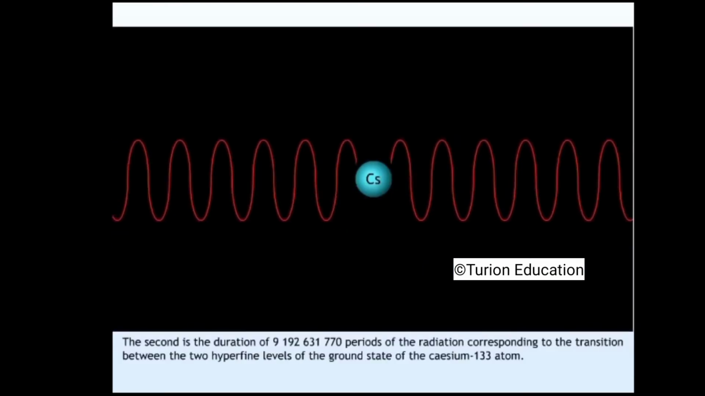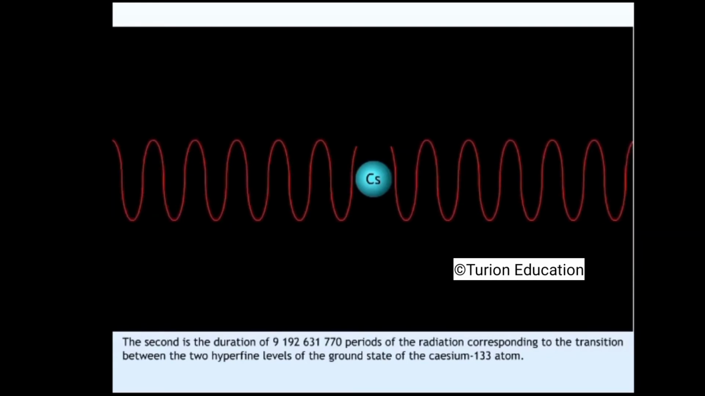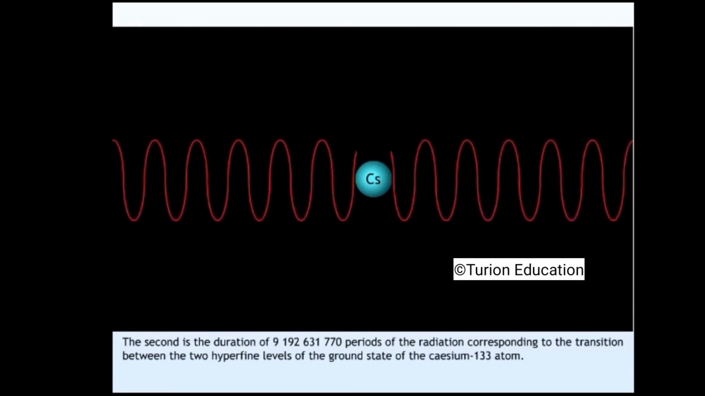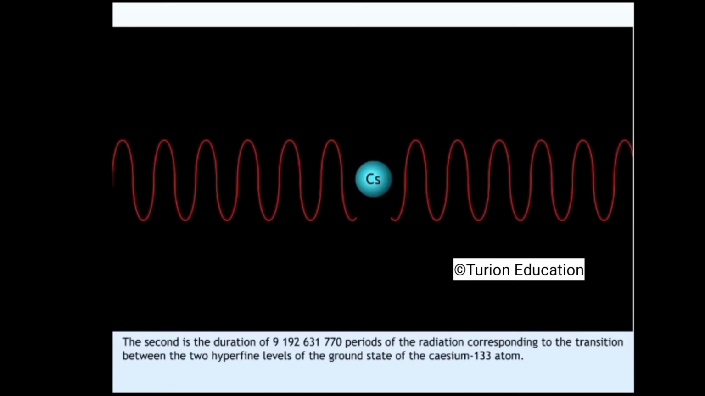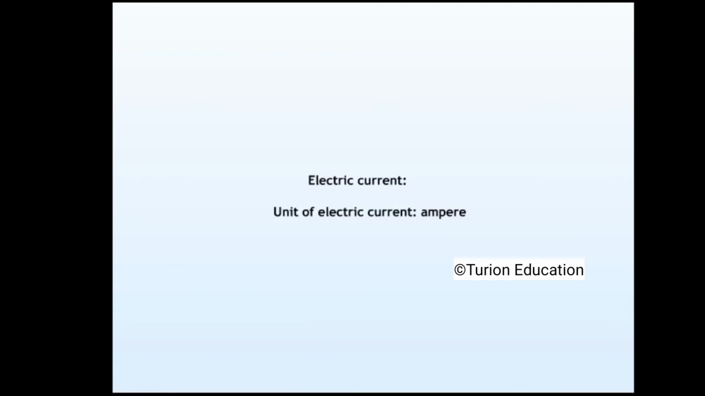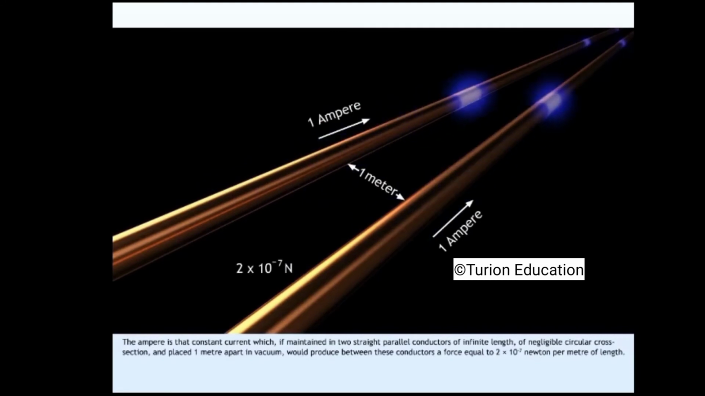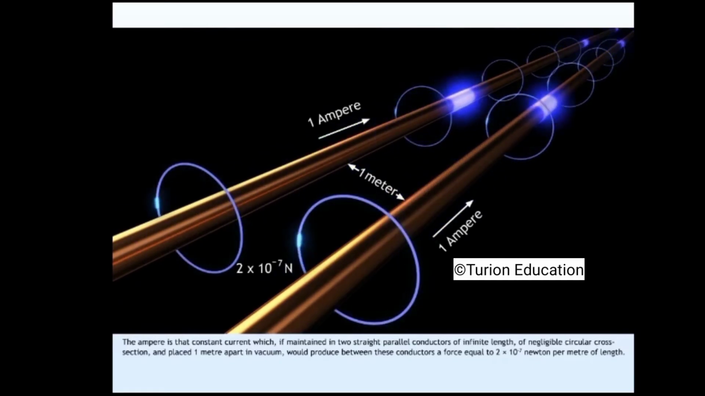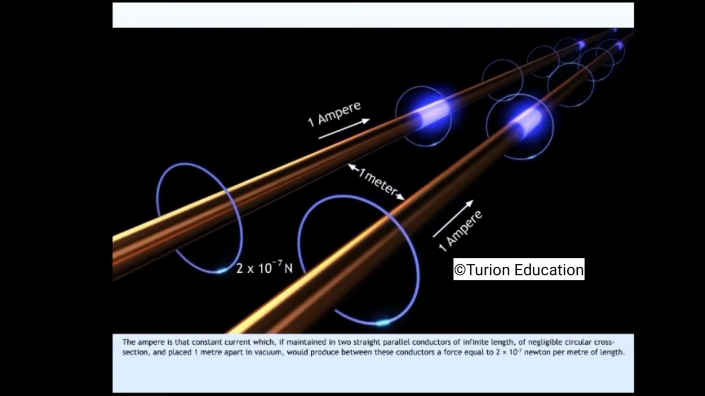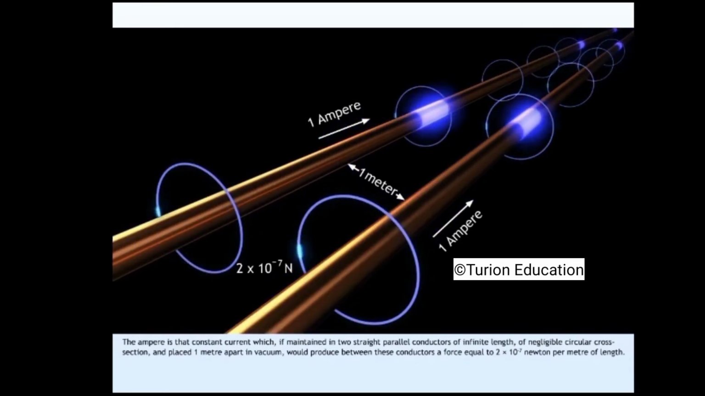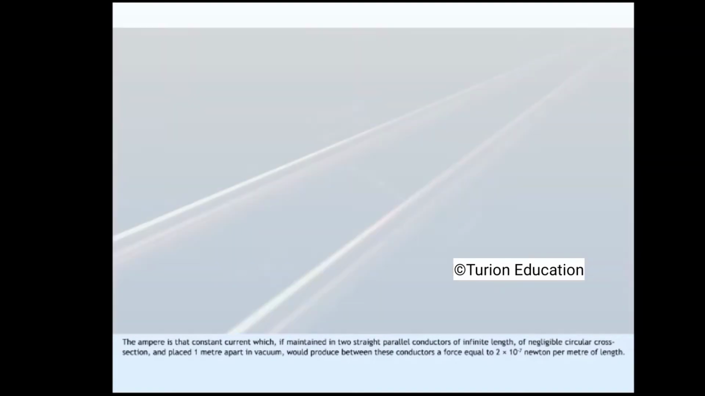Third quantity is time. Unit of time is second. The second is the duration of 9,192,631,770 periods of the radiation corresponding to the transition between the two hyperfine levels of the ground state of the Cs-133 atom. Fourth quantity is electric current. Unit of electric current is ampere. The ampere is that constant current which, if maintained in two straight parallel conductors of infinite length, of negligible circular cross-section, and placed 1 meter apart in vacuum, would produce between these conductors a force equal to 2 × 10⁻⁷ Newton per meter of length.